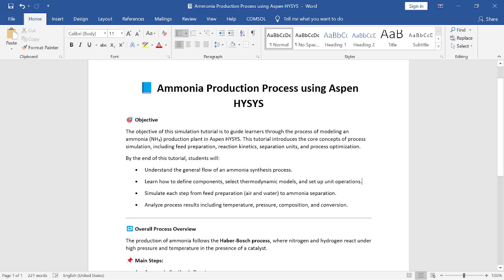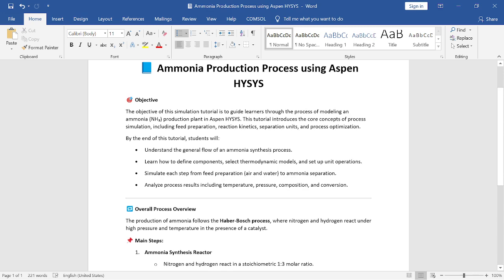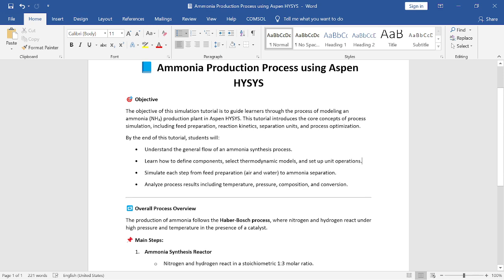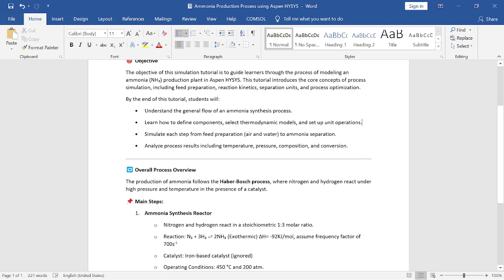So the objective of this simulation tutorial is to guide learners through the process of modeling an ammonia production plant in Aspen HYSYS. This tutorial introduces the core concept of process simulation, including feed preparation, reaction kinetics, separation units, and process optimization. But we're just going to focus on the feed preparation, reaction kinetics, and then separation units. Now, the process optimization, we'll be discussing that in our live session.